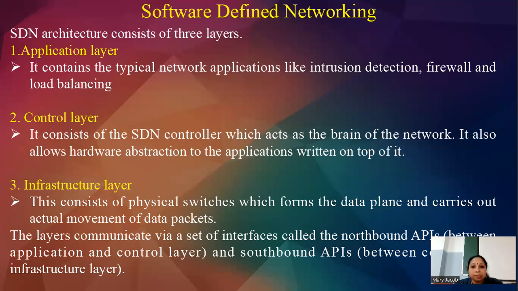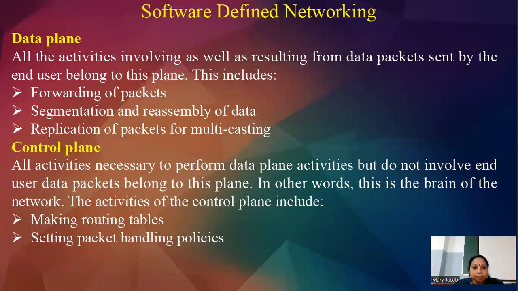SDN is the component which controls the entire network by improving its performance. And if you look at the infrastructure layer, all physical devices like switches and routers carry the data; the actual movement happens at this physical layer. These layers communicate through southbound and northbound interfaces.